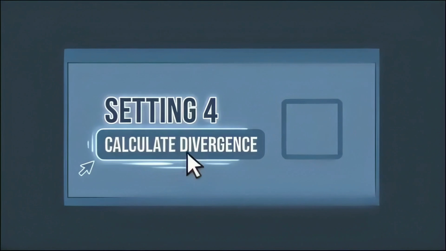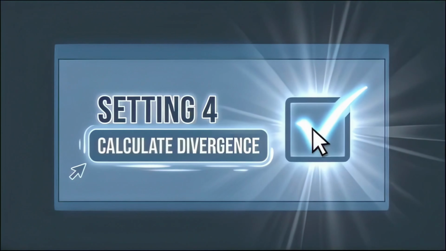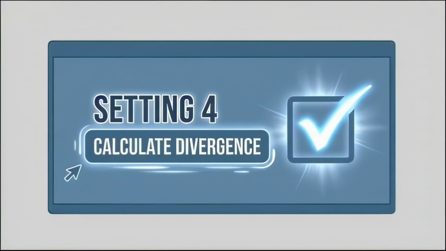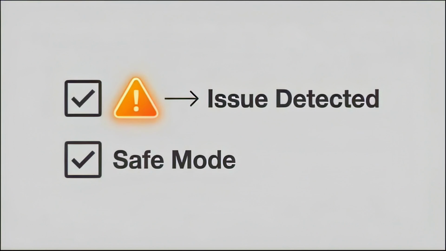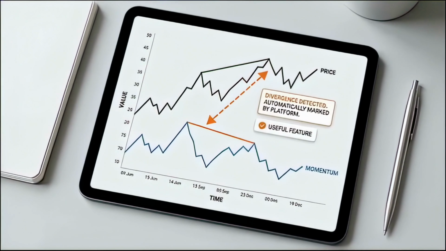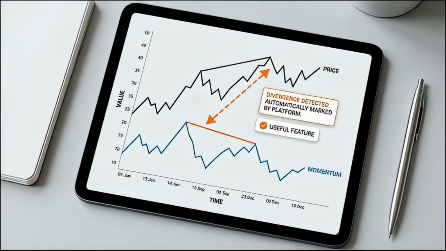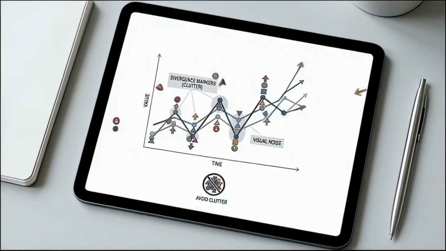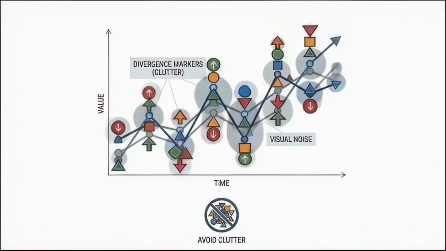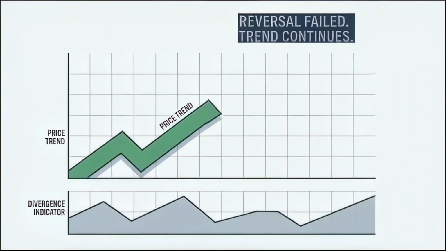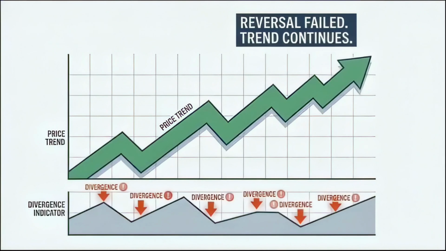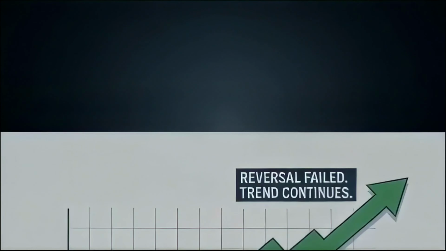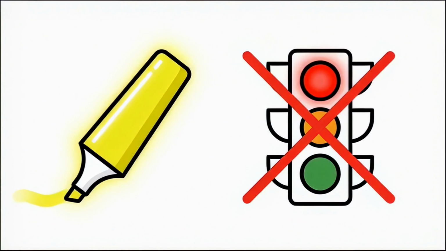Setting 4 is a checkbox labeled Calculate Divergence, and turning it on makes the platform mark divergences on the indicator for you automatically. Be careful with this one, and I will be straight with you. It is useful as a second pair of eyes, and it will absolutely catch divergences you would have walked past, but it flags every divergence it can find, including dozens that mean nothing at all, and in a strong trend it will light up constantly while the trend keeps running. Treat it as a highlighter, not a signal.